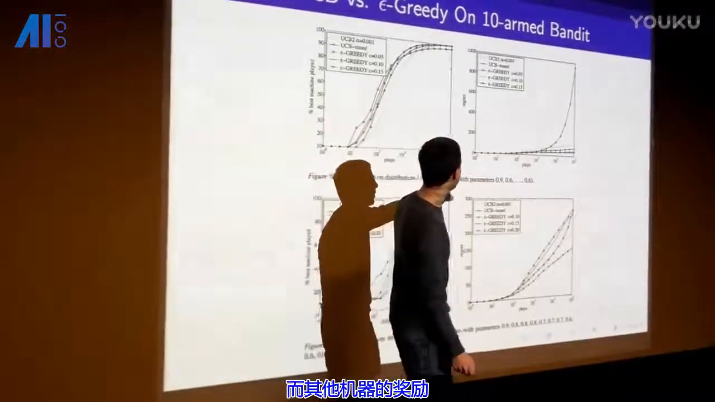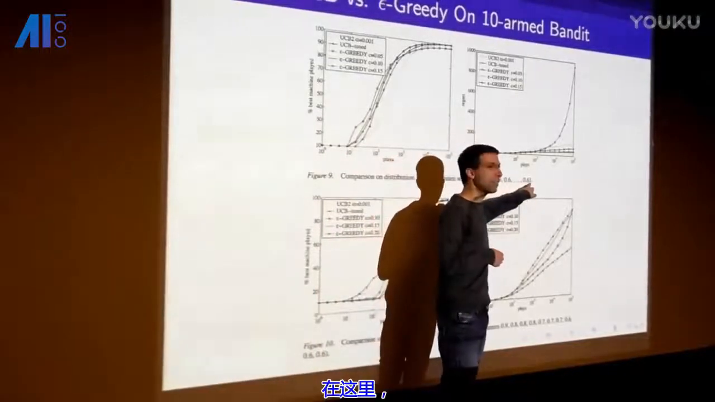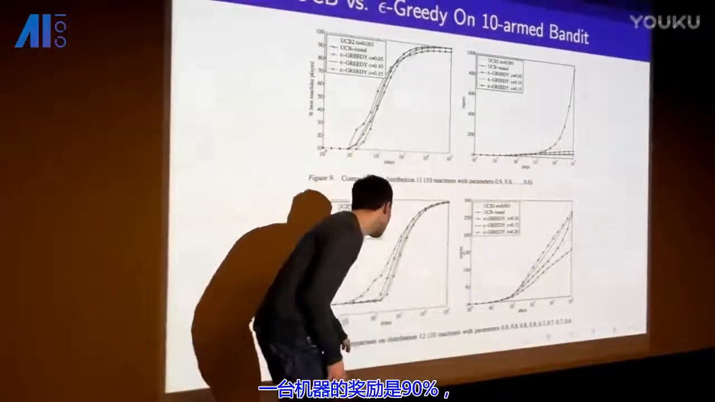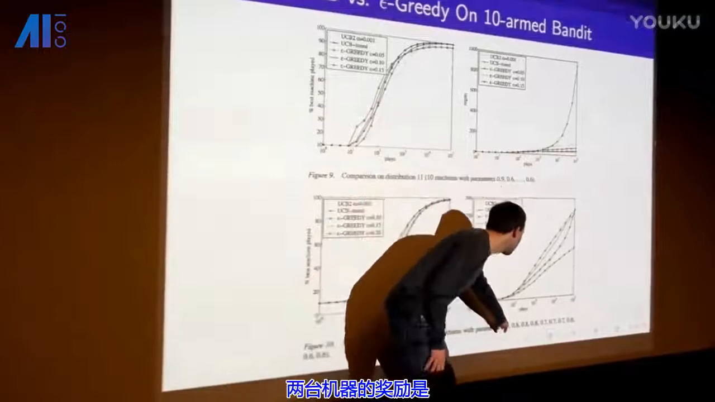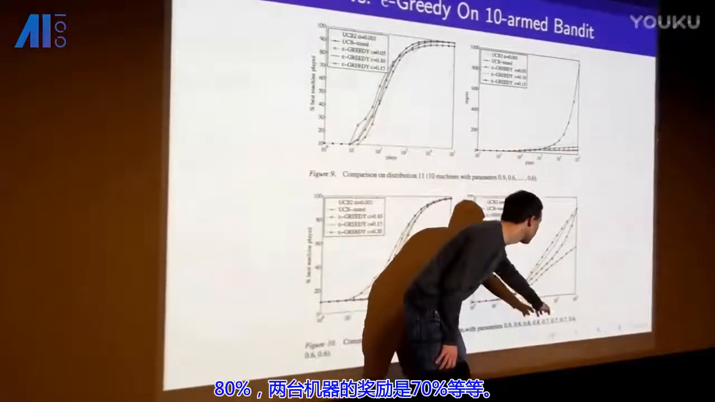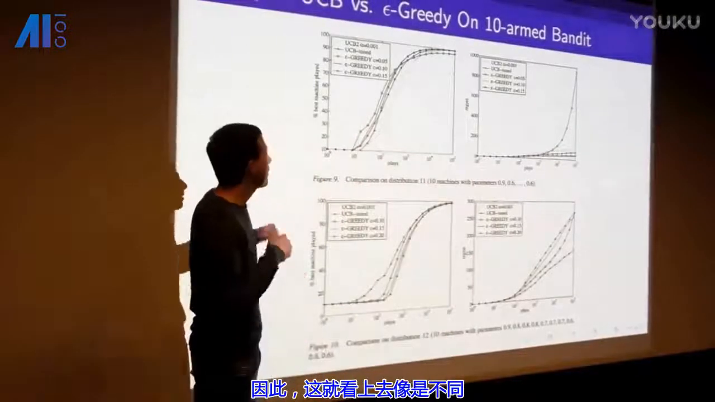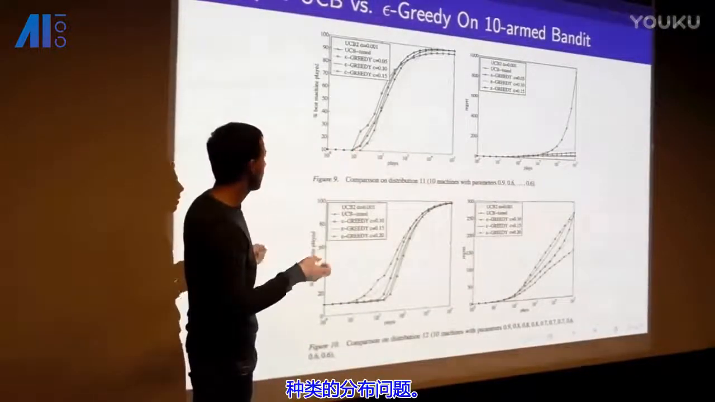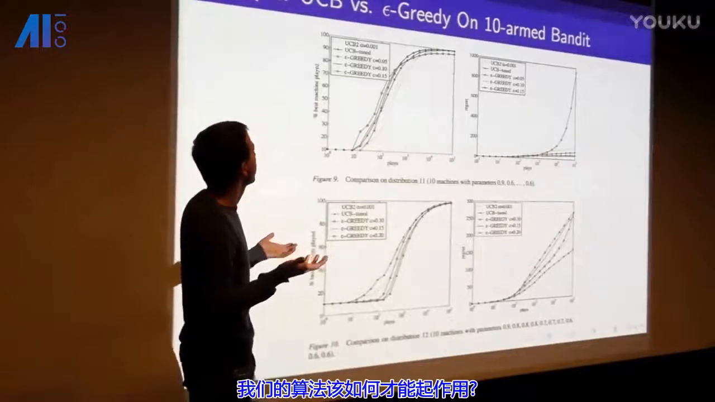So this is like 10 machines which have parameters where one of them pays out 90% of the time, and all the others pay out 60% of the time. And here we've got one of them pays out 90% of the time, three of them pay out 80% of the time, three of them pay out 70% of the time, and so forth. So it's like different types of distribution, and the question is how well these algorithms do.